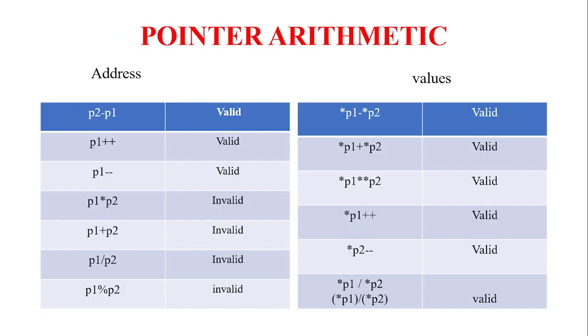Okay, right? So p2 minus p1, it is valid. Incrementing p1++, it is valid. Decrementing, valid. Multiplication is invalid, right? Adding two pointers, that is invalid. Dividing two pointers, that is invalid. Finding the modulus, that is invalid, right? Now here I have pointers *p1 and *p2. Using the reference operator, if I do it, it is valid. So if you declare pointers p1 and p2 without using the star reference, you cannot do the operations.